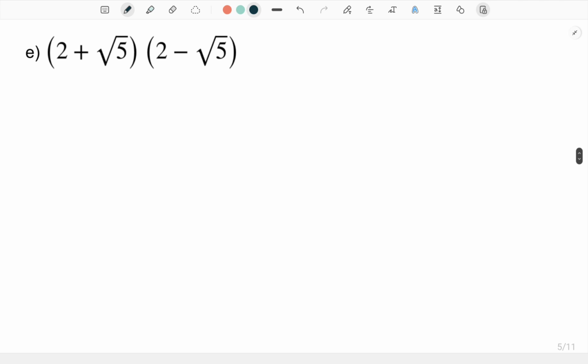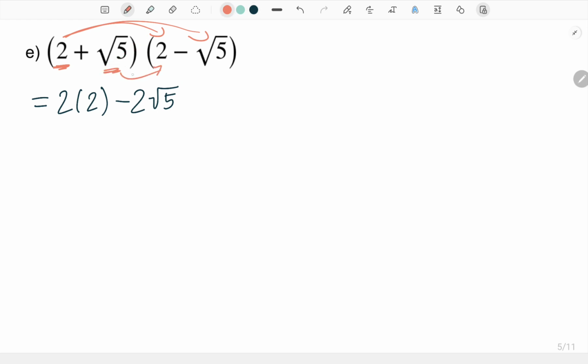So we've got brackets. Just distribute things out. In this case, the number 2 multiplies by everything in the right bracket. So we've got 2 times 2, and then minus 2 root 5. Again, got to take into account that sign. And what about the root 5 here? So the root 5, multiply that by 2, multiply that by the other root 5.